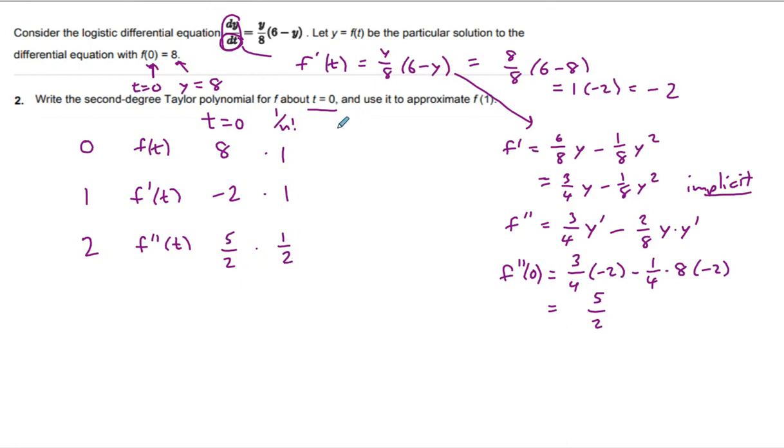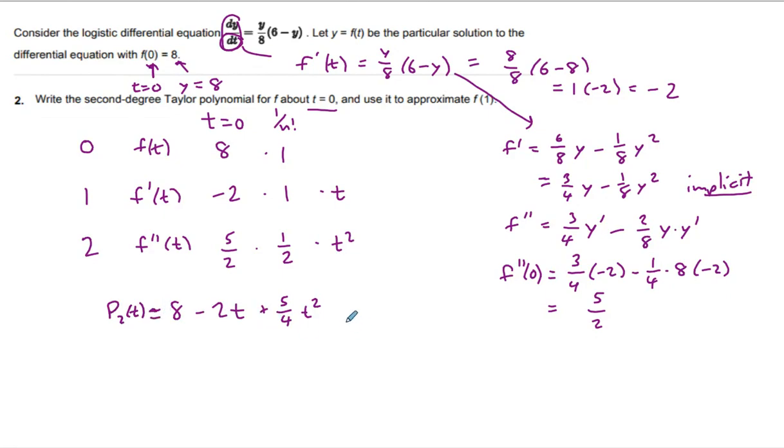These are my coefficients. And finally, we'll multiply by not x's this time, but t's. T to the 0, t to the first, t to the second. So there's a little bit of work here, and we end up with a second degree Taylor polynomial of 8 minus 2t plus 5/4 t squared. And we again could call this P2 of t.